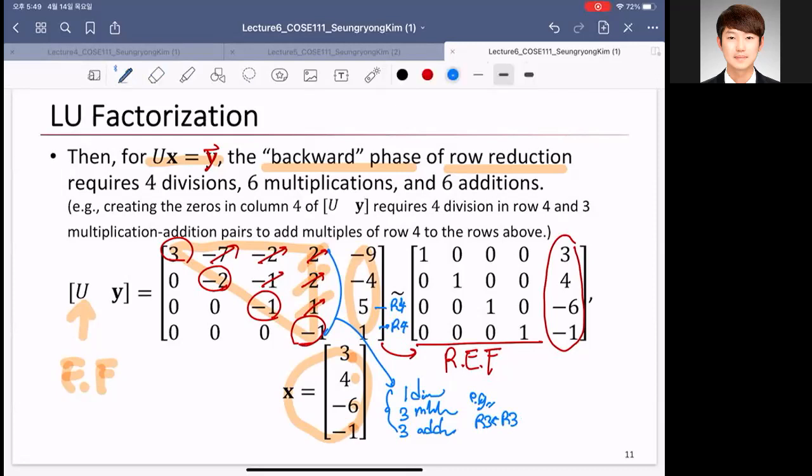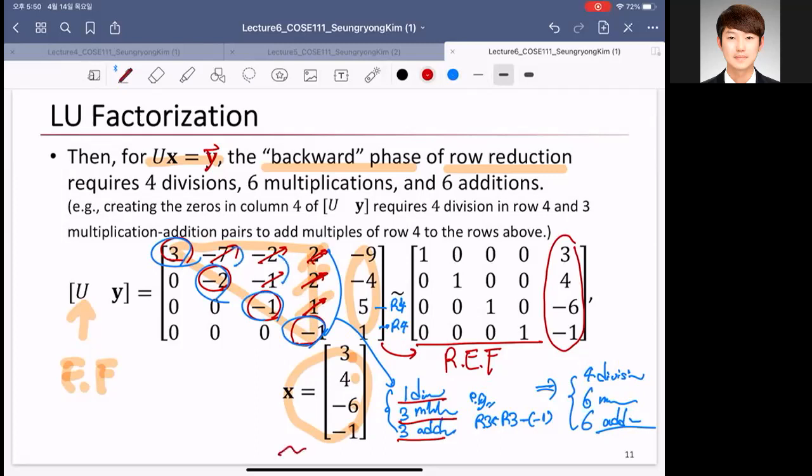To understand this, negative 1 times negative 1 minus and minus 1. So here was the 1 division and 3 multiplication and addition to eliminate these 3 terms, right? Similarly, you have to eliminate this term and this term. Then finally, we require 4 division, because there are 4 pivot positions here, and 6 multiplication and 6 addition.